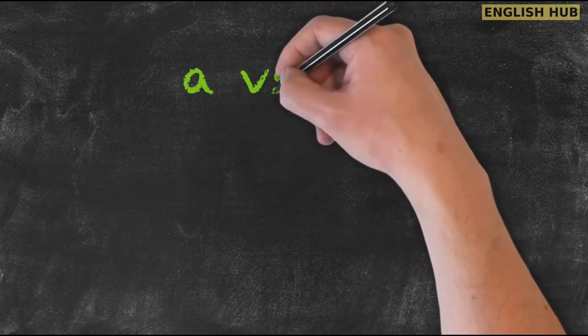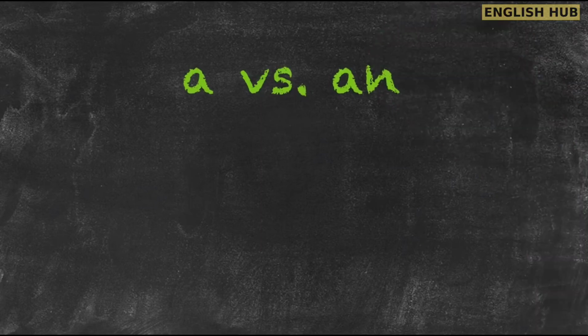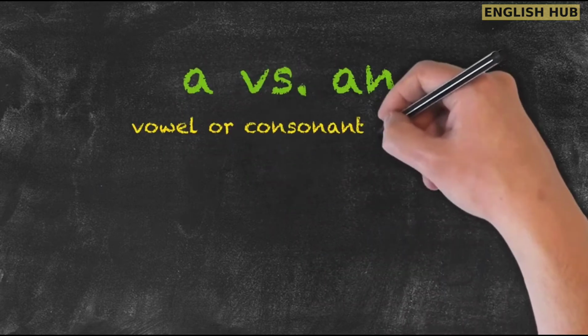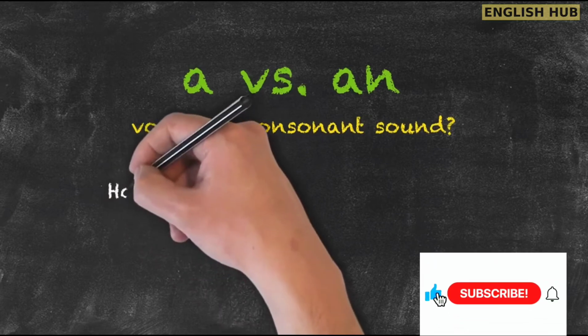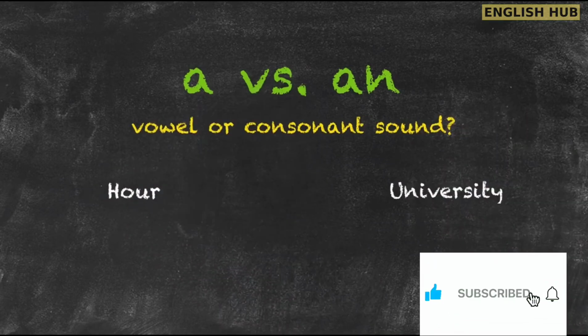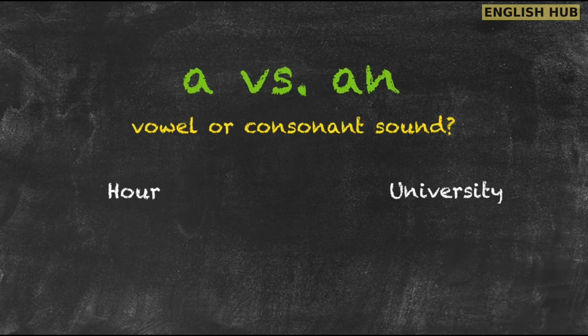When looking at a versus an, many people consider this to be a differentiation between spellings. The noun will either start with a vowel or a consonant. More accurately, this should be described with how the noun sounds. Does it start with a vowel or a consonant sound? Let's look at the two words hour and university. While hour starts with an H, it actually sounds like it starts with a vowel sound.